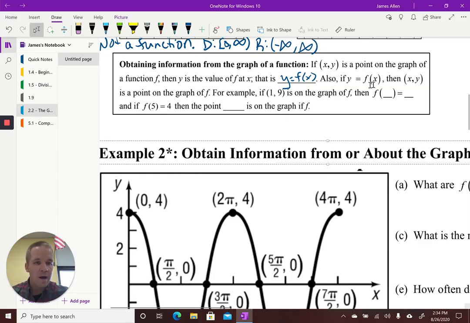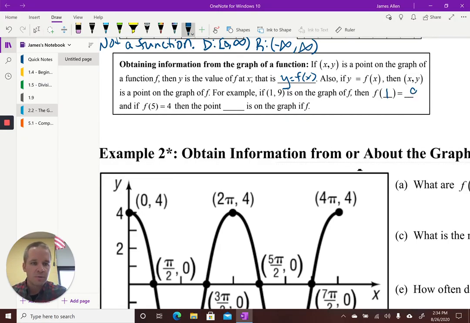Also, if y equals f of x, then x comma y is a point on the graph of f. For example, we'll go into numbers here. Numbers usually help make sense. If 1 comma 9 is on the graph, then f of 1 is equal to 9. This is a fancy pre-calc way of writing an ordered pair, so you do need to be familiar with that.